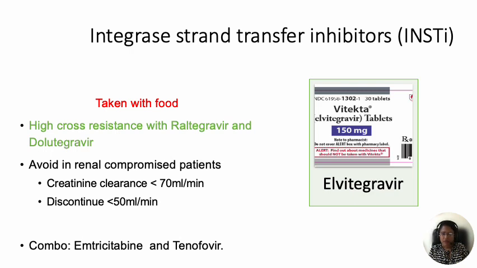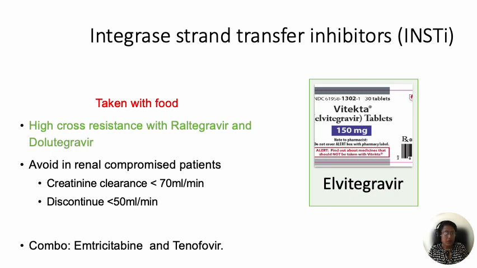Back to the cross resistance, it is due mainly to G140 and Q148 substitutions in the viral life cycle. So it's where there's a change in the DNA makeup, right? So that's why there's cross resistance of these agents with elvitegravir.